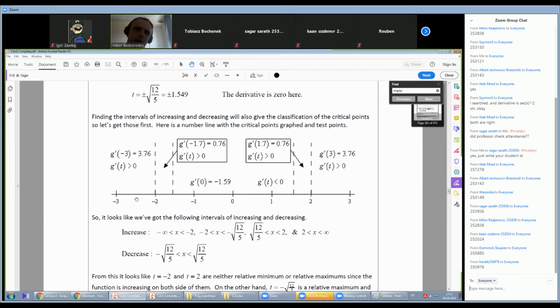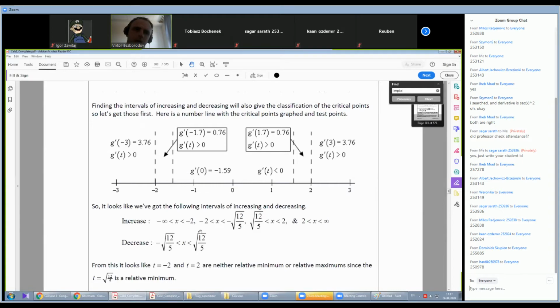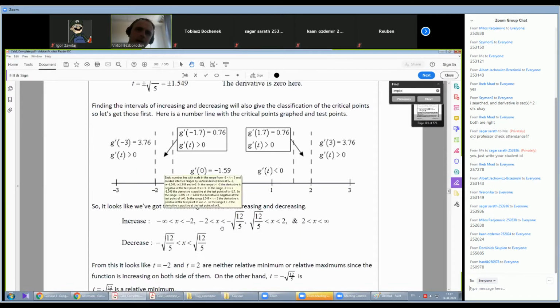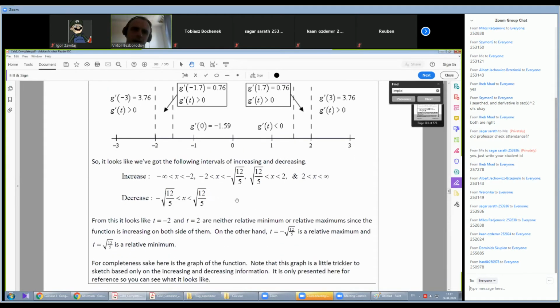So this is the conclusion, right? It increases on those intervals and it's decreasing here, right? So here it's plus, here it's plus, here it's minus, here it's plus plus. So here it's increasing, then here it is decreasing, and here it's again increasing.